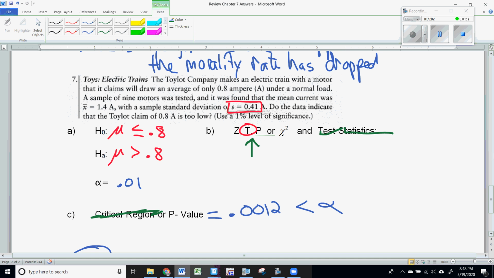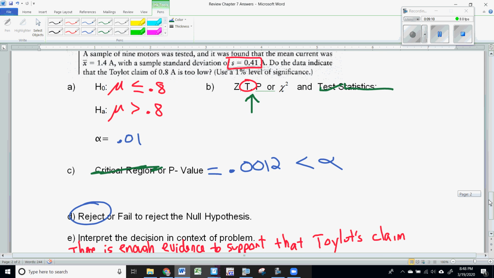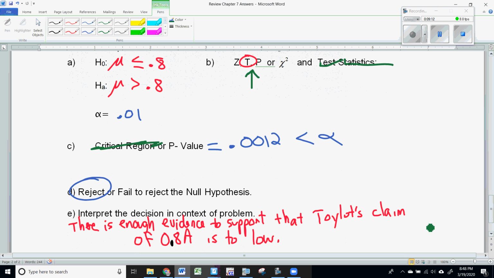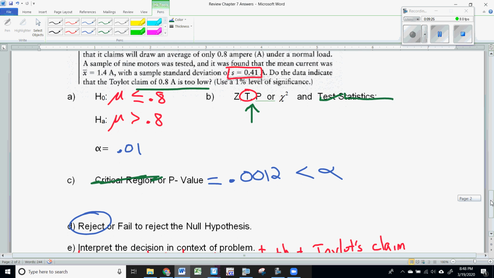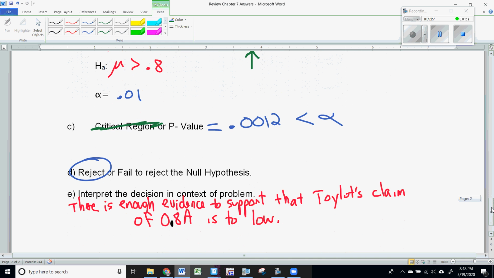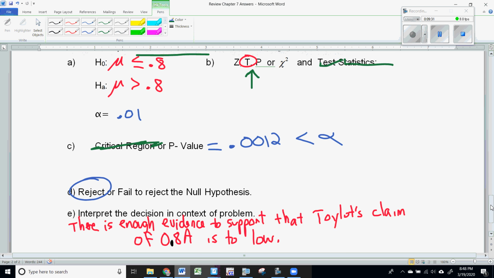We go back to our calculator or GeoGebra, whatever you are using. It is less than alpha, so we reject the null hypothesis, and we say there is enough evidence to support that the claim of 0.8 amps is too low. So here's the claim that it is too low. Okay. So there's our 4 types of hypothesis tests that we're looking at here.